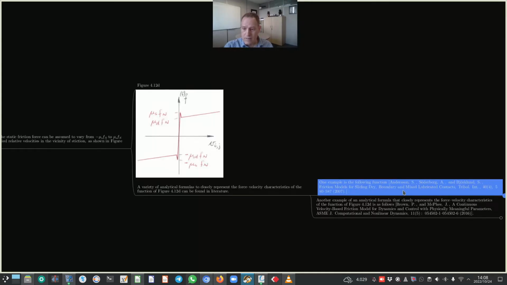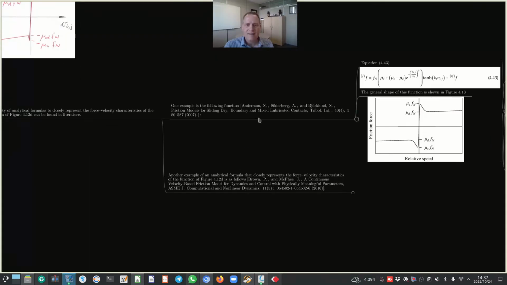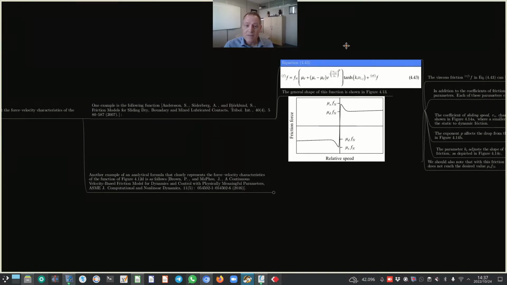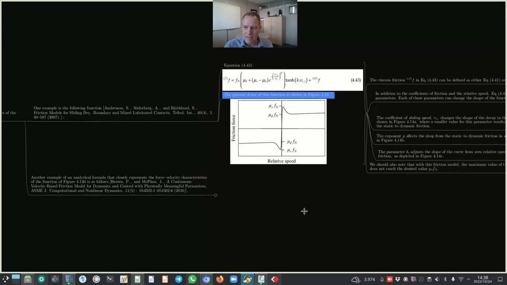One example is the function that we will show momentarily, and this was derived by Anderson and his colleagues in 2007. So the model by Anderson and his colleagues is shown here in equation 4.43, and there are a few things to note though. Before we look at that, the general shape of this function is shown in figure 4.13 that you can see on the screen.